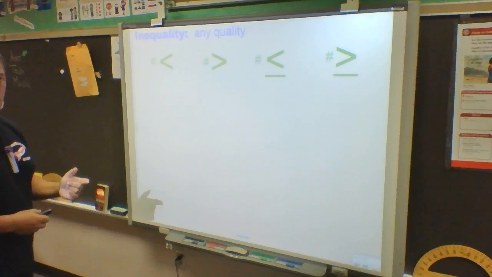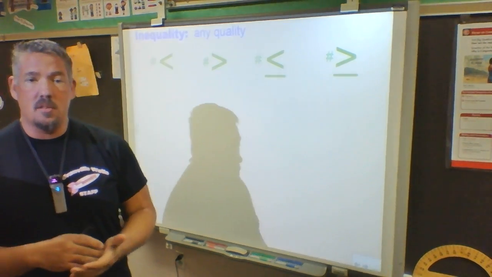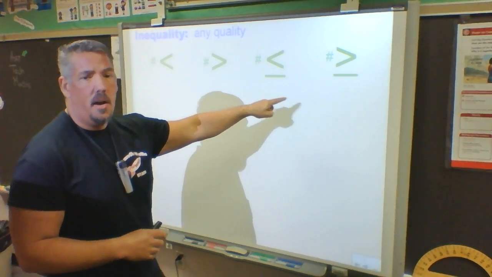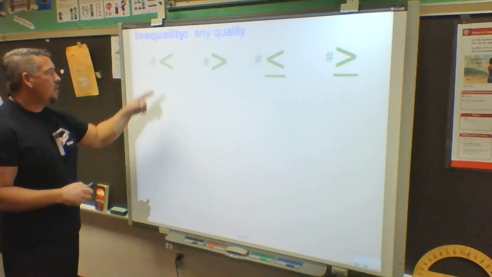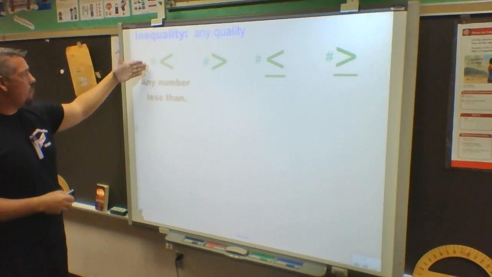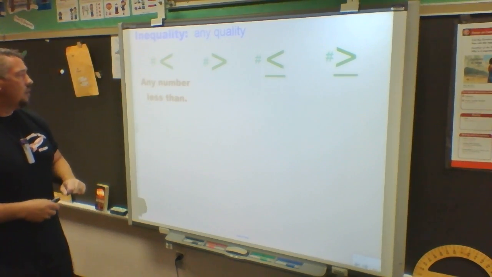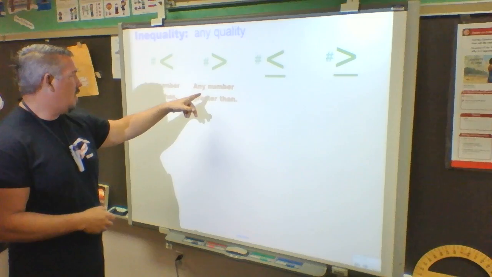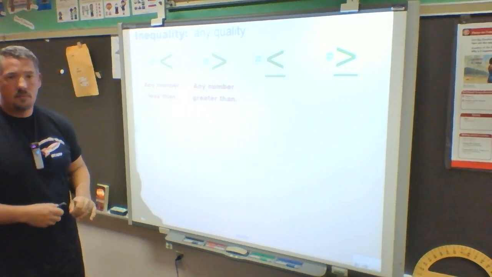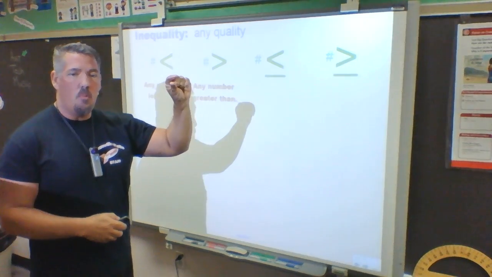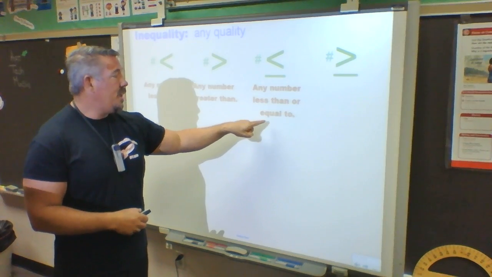Well, let's look at what these signs say. This is an inequality sign also. We've talked about greater than or less than for quite a while, but what about this line here? Okay, that kind of changes a little bit of what it says. This one says that it's any number that is less than whatever this is. Well, the number sign is on this side, so this says any number that is greater than whatever this is. This line changes it a little bit. It still says it's any number less than, but it also says or equal to.